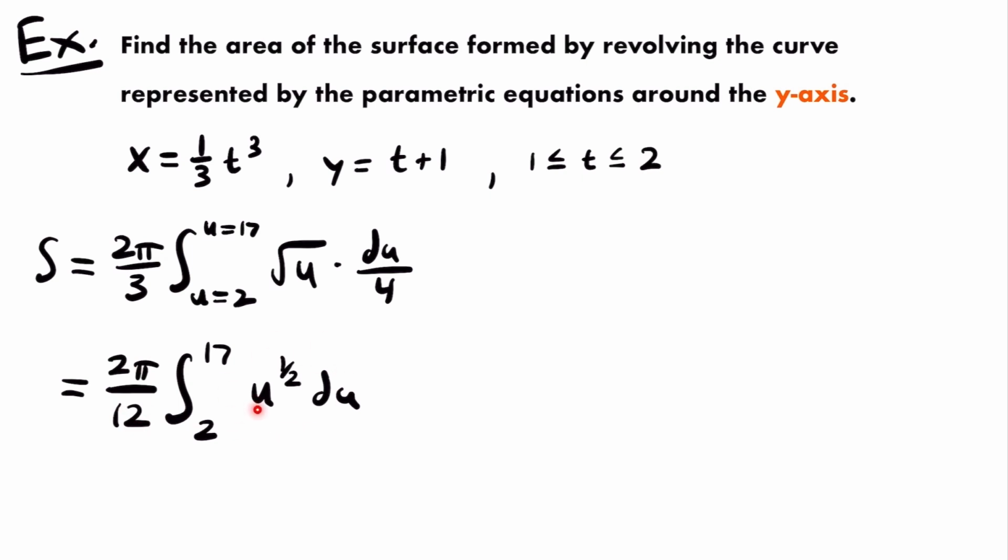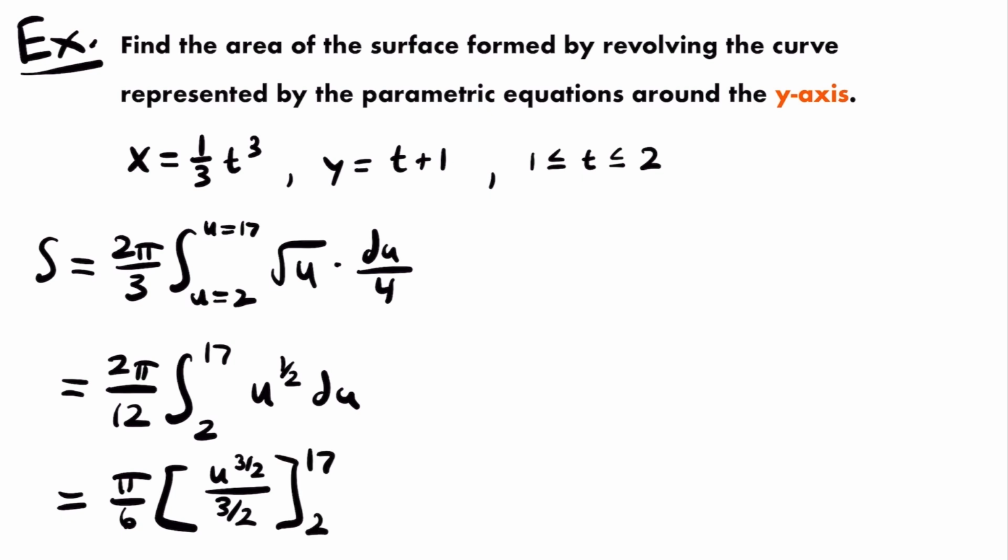Okay, and so now we can solve this integral. We can integrate u to the 1/2 power using the power rule of integration. And so this will be equal to 2 pi divided by 12, but we can reduce that to be pi divided by 6, right? Both 2 pi and 12 are divisible by 2. So if we reduce them by a factor of 2, we'll have pi divided by 6 times the integral of u to the 1/2 power. We'll add 1 to the exponent and then divide by that new exponent. And 1/2 plus 1 is 3/2. So we'll have u to the 3/2 power divided by 3/2. And that is evaluated from 2 to 17.